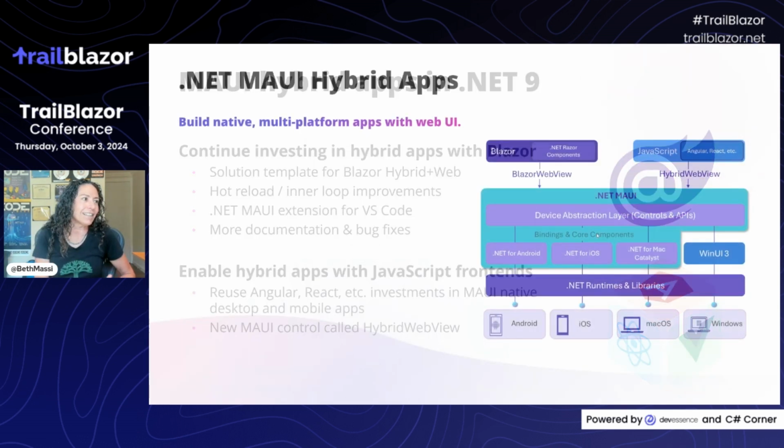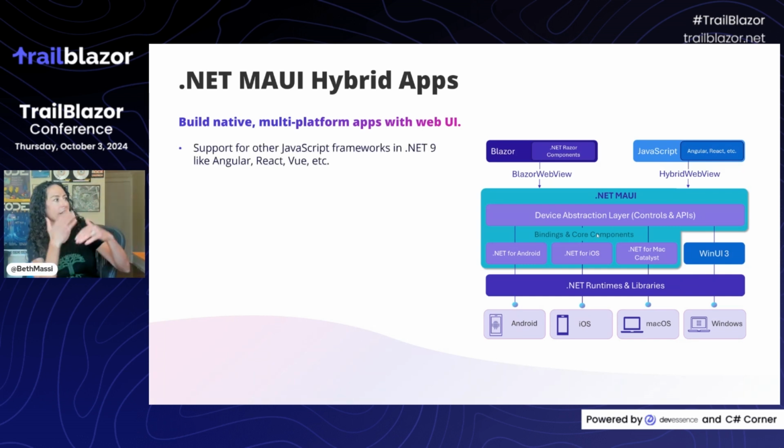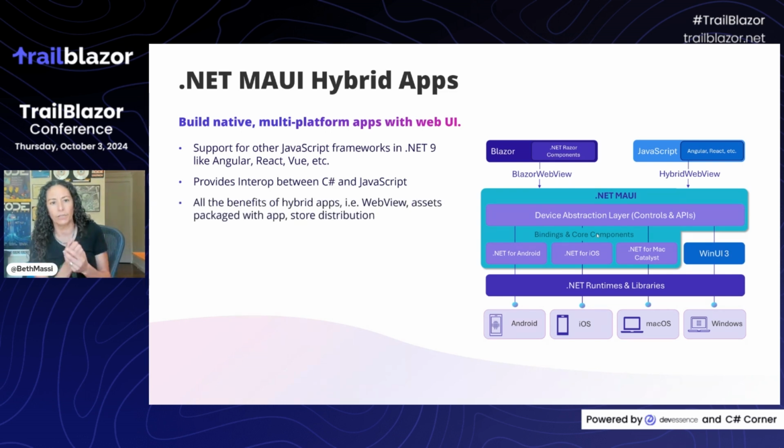A lot of this is architecturally very, very similar to the Blazor WebView. It's just a new hybrid WebView, and you're rendering any kind of JavaScript front end you have. It's just static files that are placed with the app, just like Blazor. It provides the interop, and there you go. It provides the same exact benefits that you would have: the WebView, web assets packaged with the app, store distribution. So this is really what we're trying to enable.